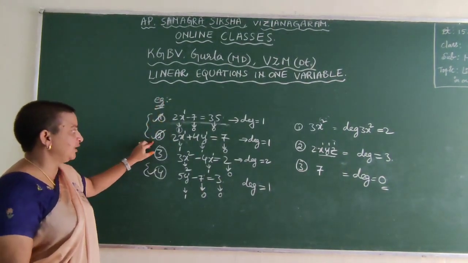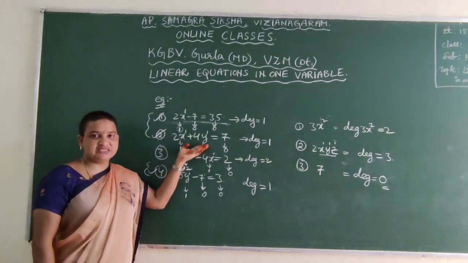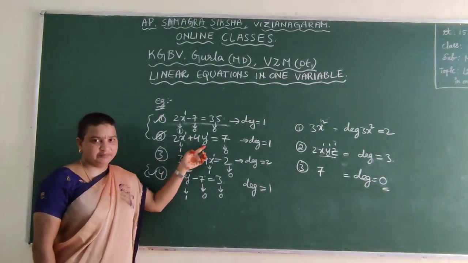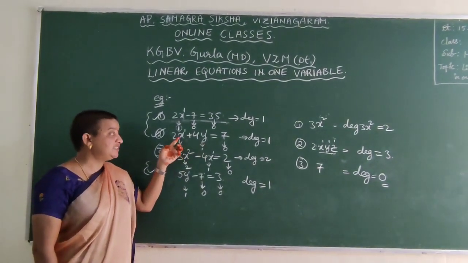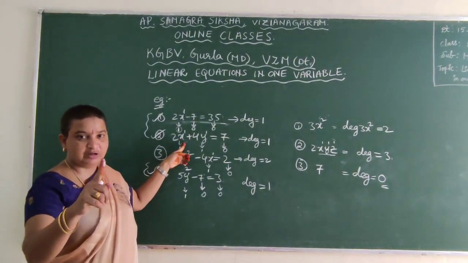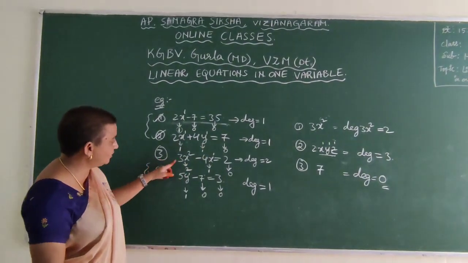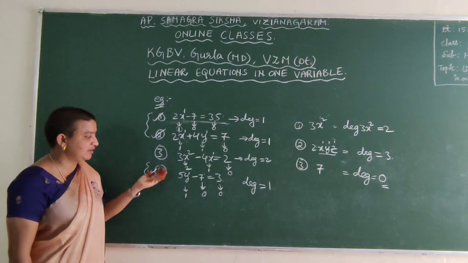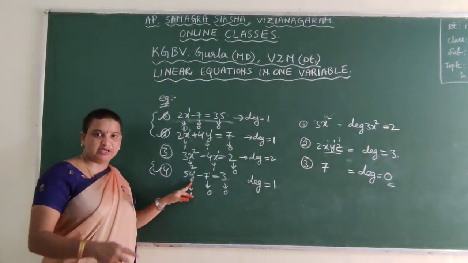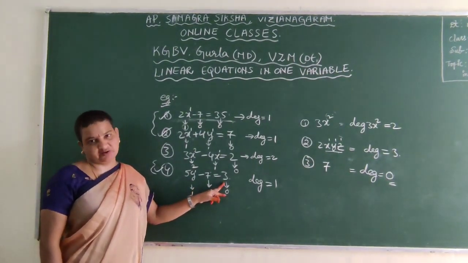And the second one, coming to the second example. How many variables are there in this equation? There are two variables, x and y. That's why it is a linear equation, but not a linear equation in one variable because it has two variables. Okay, and the third one is not a linear equation. Next, coming to the fourth. Here also there is only one variable, so this is also a linear equation in one variable.